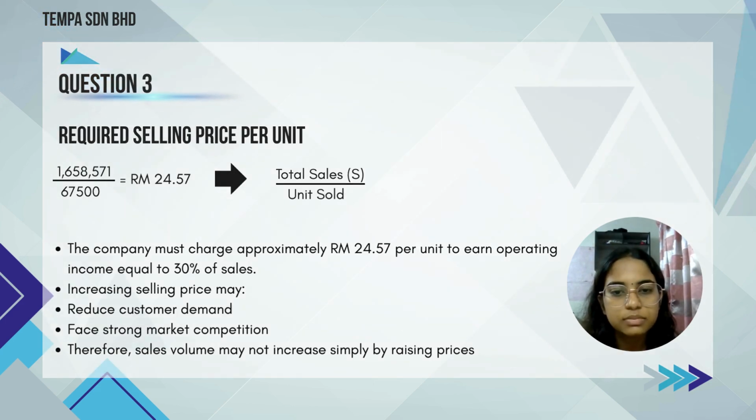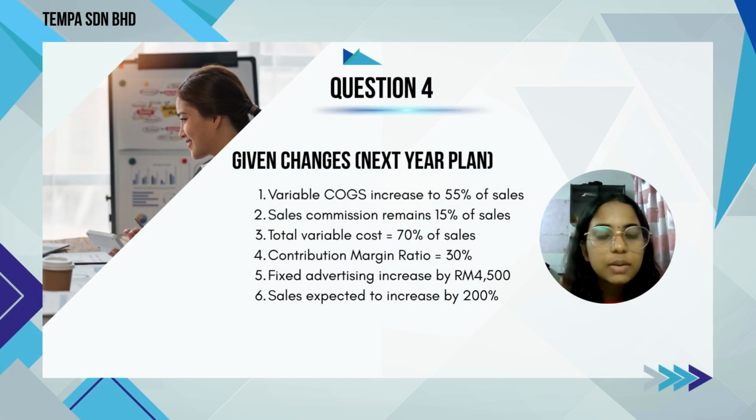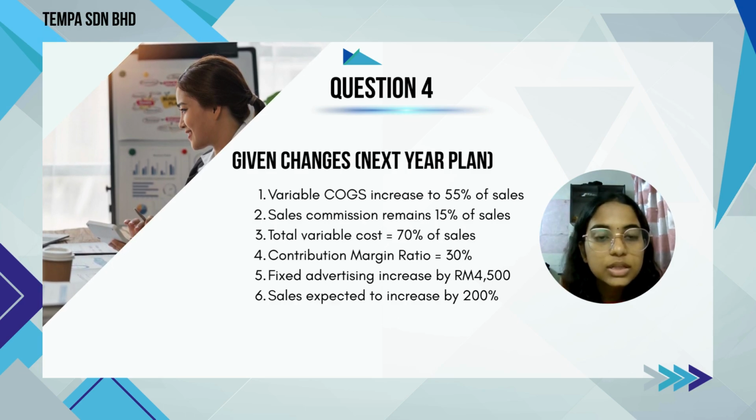For question 4, the company plans to improve product quality in the next year. Under the new plan, variable cost of goods sold is expected to increase to 55% of sales, while sales commission remains at 15% of sales. This results in total variable cost of 70% of sales, giving a contribution margin ratio of 30%. In addition, fixed advertising expenses are expected to increase by RM 4,500 and sales are expected to increase by 20%.